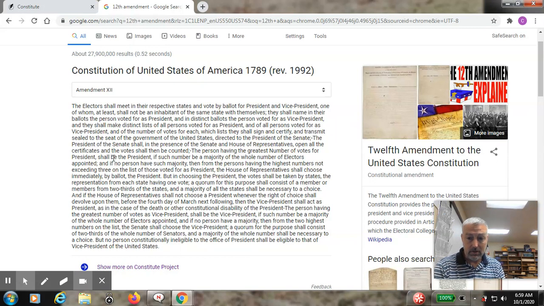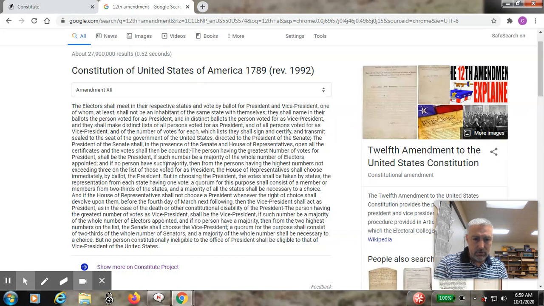This has happened 3 times in U.S. history: 1800, 1824, 1876. Almost happened in 2000, but the Supreme Court stepped in. That's not good. You don't need the courts taking over stuff here. All right.